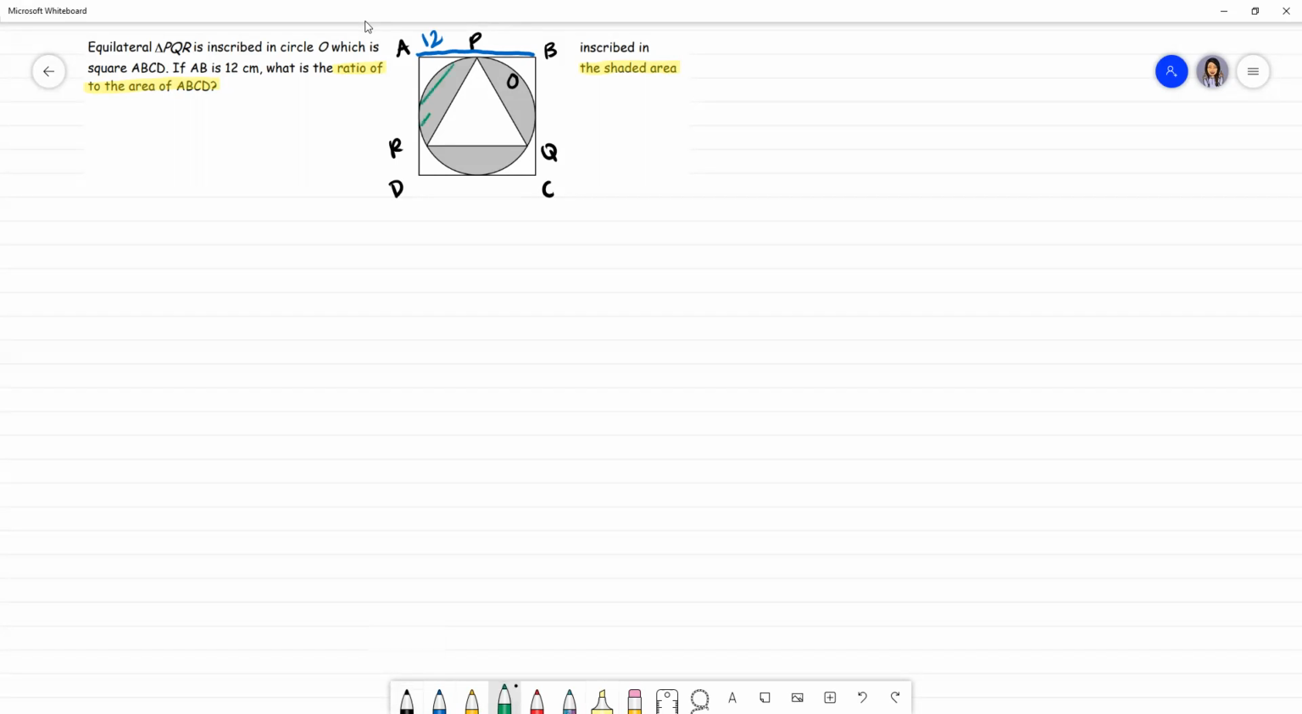So I'm just going to highlight it. This area, so shaded, to the ratio of the square ABCD.